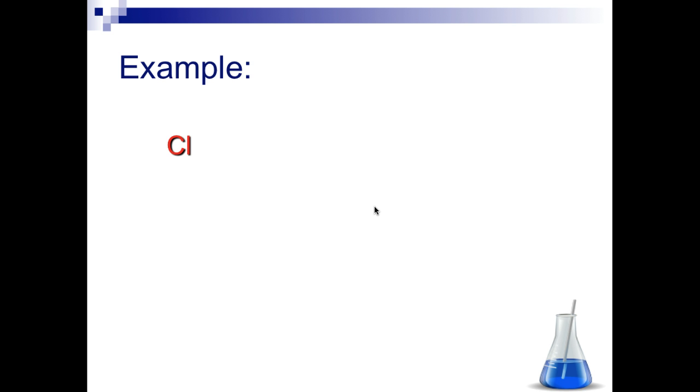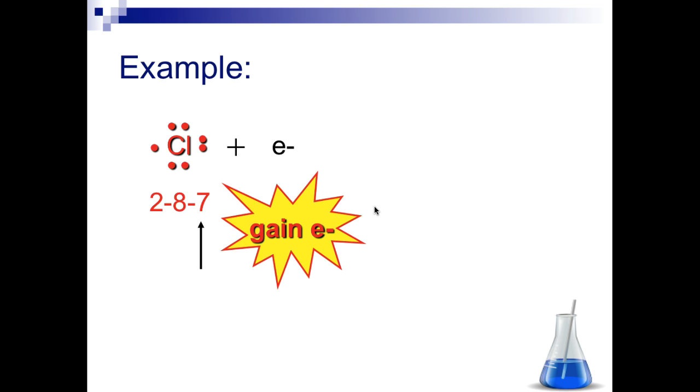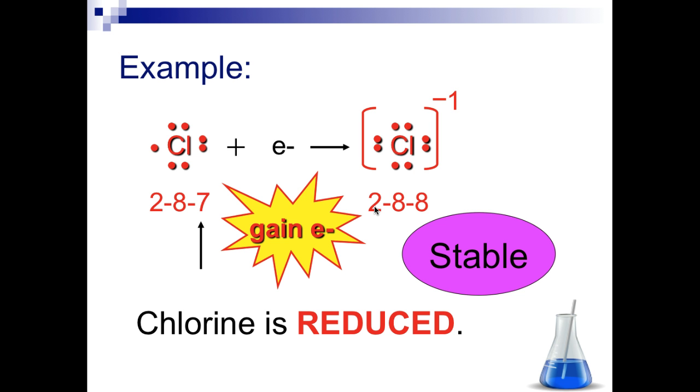Chlorine and other nonmetals like to undergo reduction because all they need to do is gain one electron in order to be stable. So they gain that electron, they get a full octet, they turn into a negative ion, and they have a full outer shell, so they're stable. And so chlorine in this example is reduced.